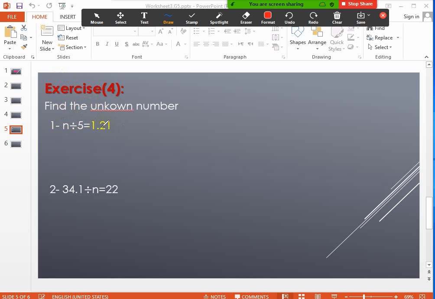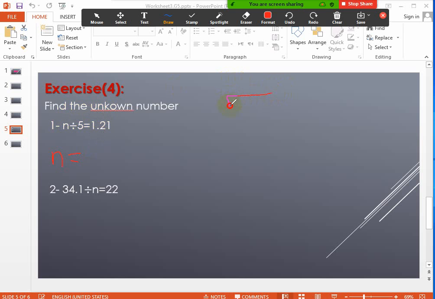Now, according to this expression, the unknown number, or the n, is the dividend. To find the dividend, I told you something. When you want to find the dividend, you have to multiply the quotient with the divisor. That means to find n right here, I have to multiply the quotient with the divisor. You have to save this.